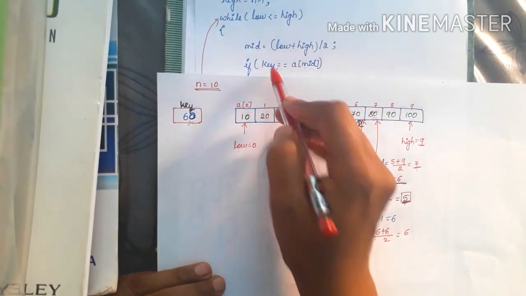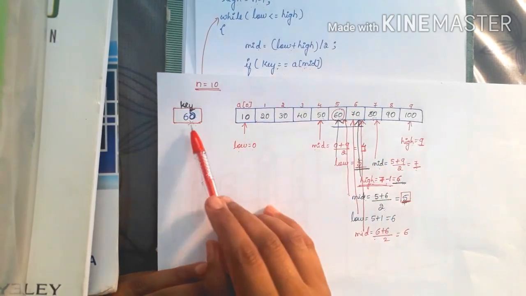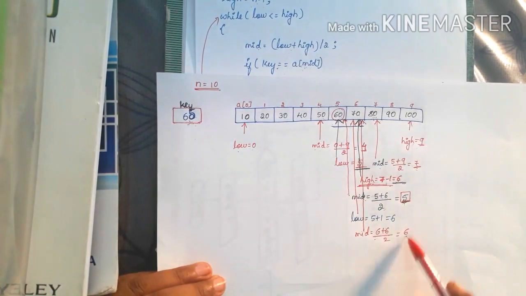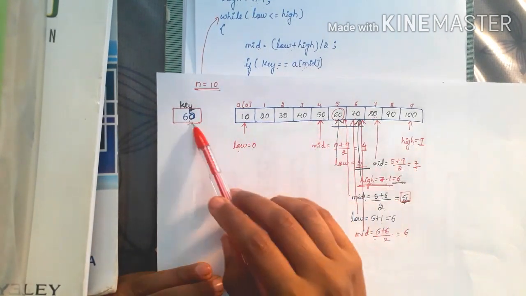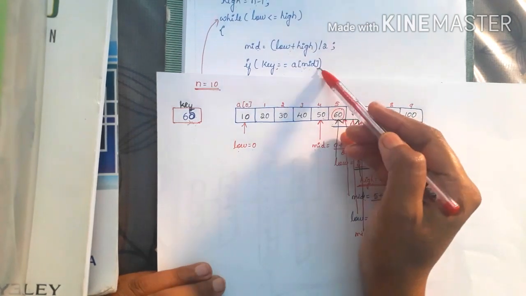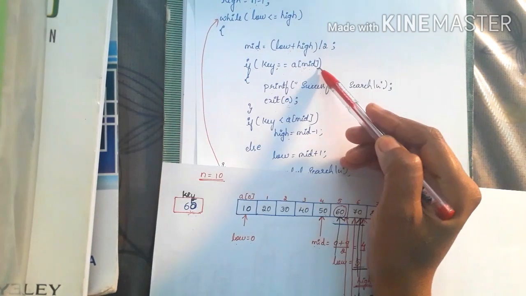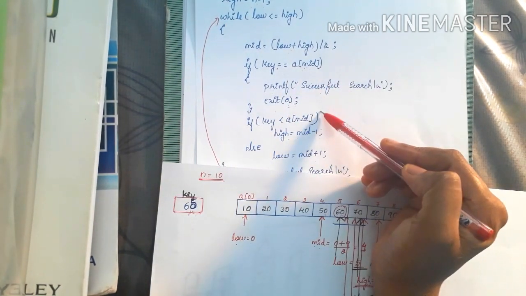Next instruction is key is equal to A of mid. Key value is 65. A of mid is A of 6. A of 6 is 70. Is 65 equal to 70? The condition is false. When this condition is false, control moves out of if.